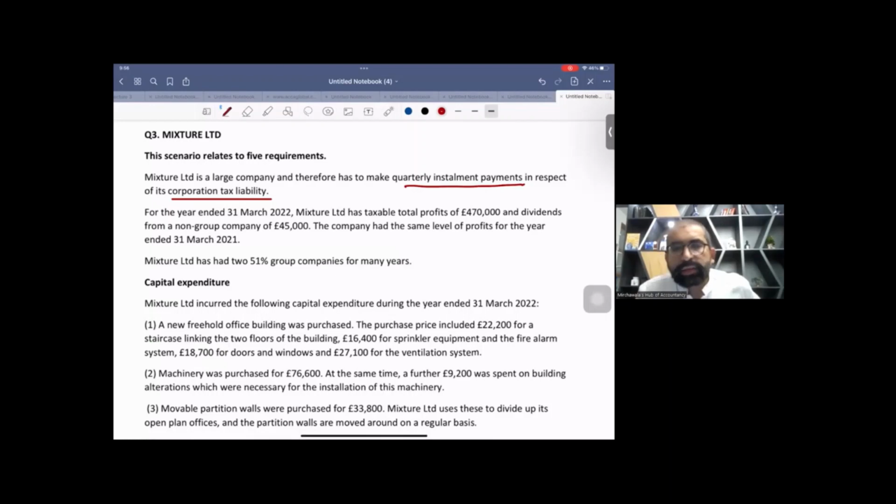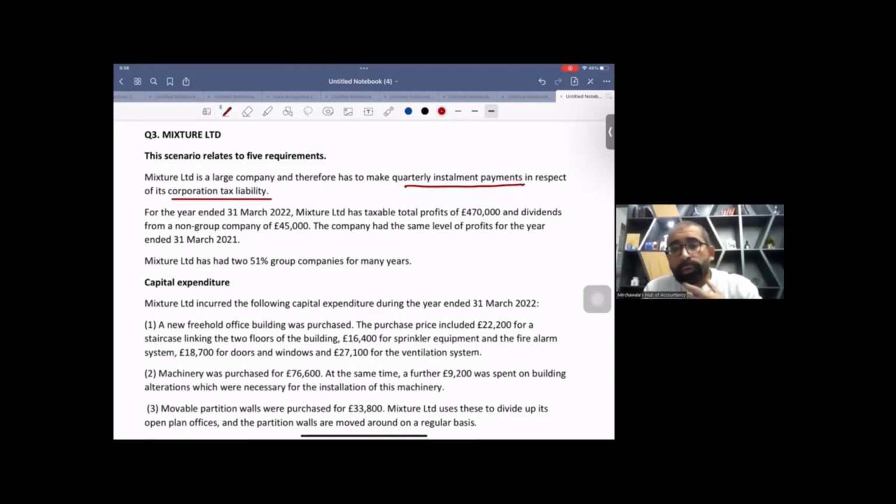Just concentrate, you will understand. There are two types of companies, a small company and large company. Remember, small company pays tax after the end of 9 months plus 1 day from the end of the accounting period. But large companies pay tax in installments.